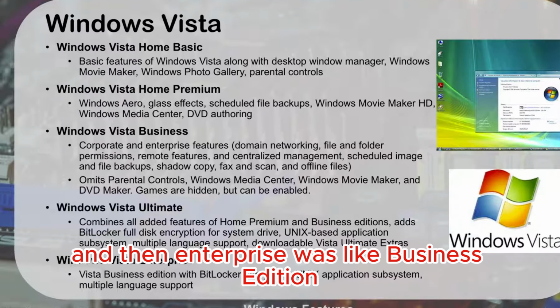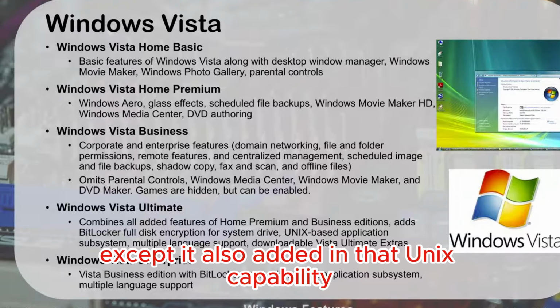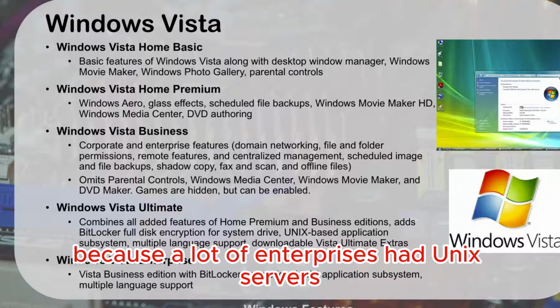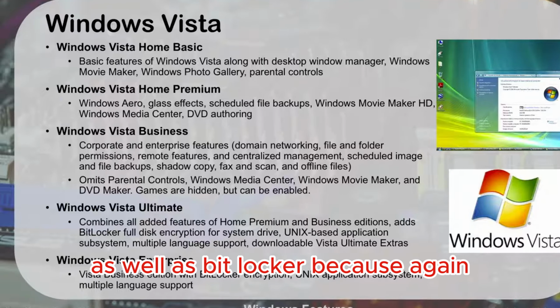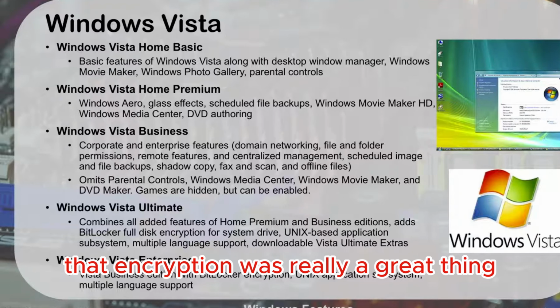And then Enterprise was like Business Edition, except it also added in that Unix capability, because a lot of enterprises had Unix servers and they wanted to be able to run those programs on them, as well as BitLocker, because again, that encryption was really a great thing.